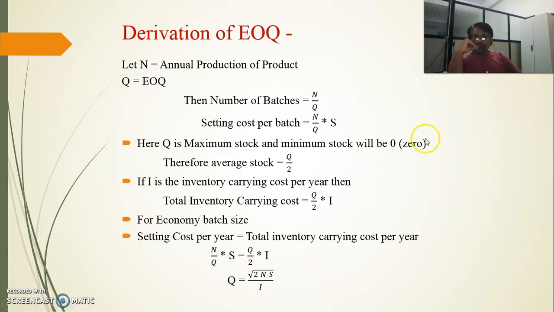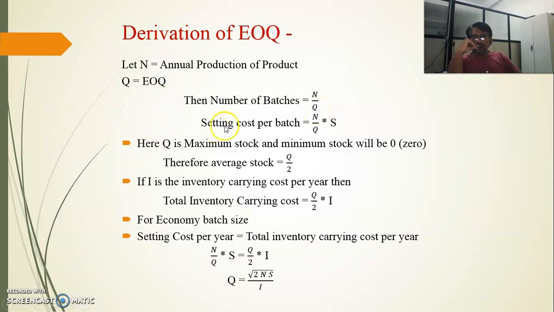And for that purpose, let us understand, if N is the annual production of the product, that is N is the quantity which has been annually produced by the organization, and Q is the economy order quantity, these are the considerations. Then the number of batches, so in a year how many number of batches which can be economical, which we can say that, so N is the total production divided by one economic quantity, so total number of economical batches will become N by Q.